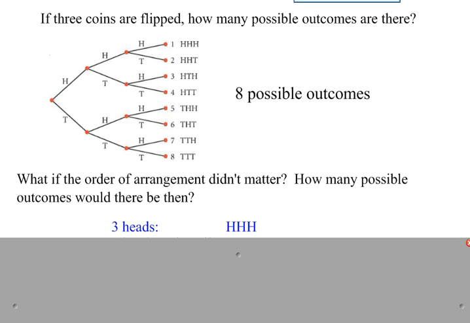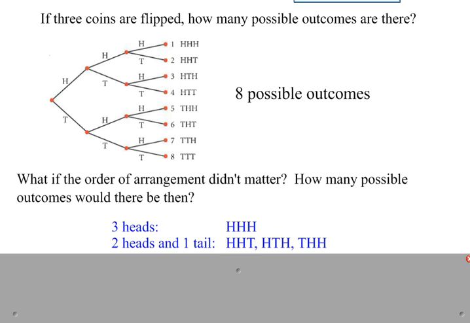The next possible outcome is that we get 2 heads and 1 tail. There are 3 ways that that can happen. But if the order of arrangement doesn't matter, these 3 possible outcomes become one single outcome, the outcome of getting 2 heads and 1 tail.